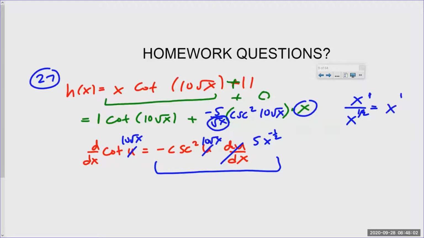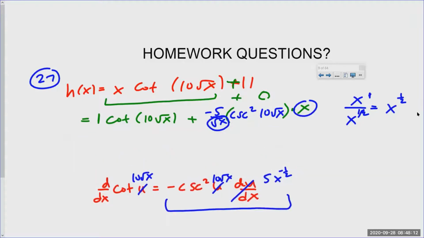So this is actually equal to x to the 1/2. Okay, x divided by square root of x is actually equal to x to the 1/2. So if I simplify that, let me leave a space here so I can rewrite the answer. My answer here will be cotangent 10 square root of x minus 5 times the square root of x, because x divided by square root of x is square root of x, times cosecant squared 10 square root of x. And that's my final answer.